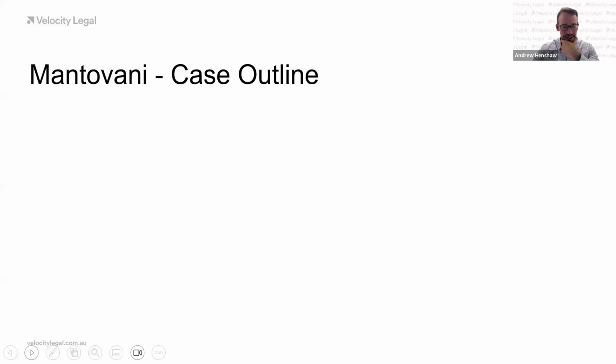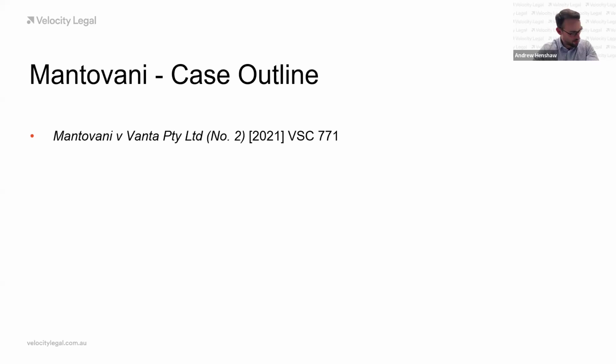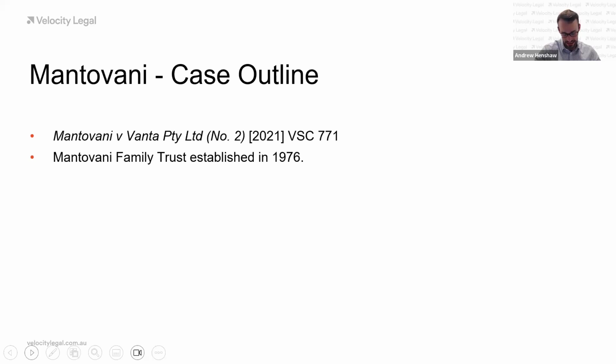So there are no easy answers for lost trust deeds, but what I'm going to do is talk about a fairly recent case where the clients did lose the trust deed and the potential implications of that. The case is Mantovani and Vanta Proprietary Limited, number 2, a 2021 Supreme Court case, and this is the original decision. In this case, we had a trust established in 1976. Various land in regional Victoria was transferred by Teresa Mantovani to the trust. She had 4 children. The directors of the trustee were 2 of those children, Rocky and Nick, and the trust had distributed solely to Rocky and Nick for many years.